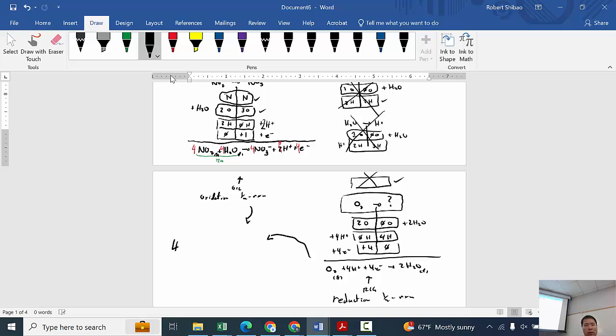So I have 4NO2 plus 4H2O. That's from the top reaction. From the bottom reaction, I'll have plus an O2 plus 4H plus 4 electrons. Okay, and then the products, I'm going to combine 4NO3 minus plus 8H plus 4 electrons plus 2 H2Os.